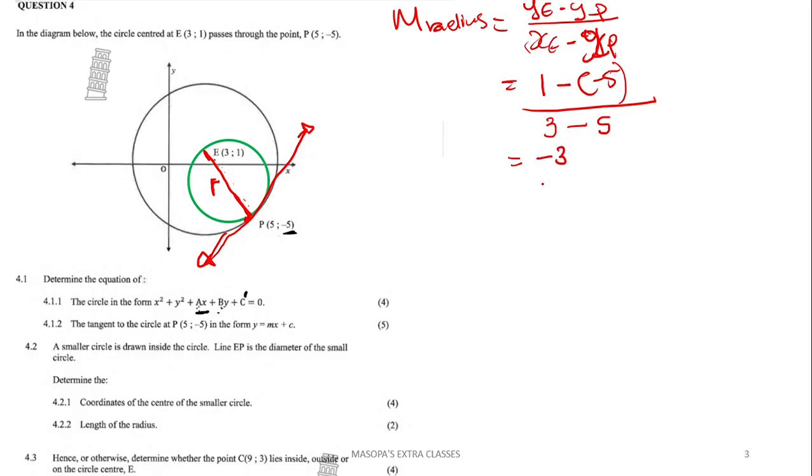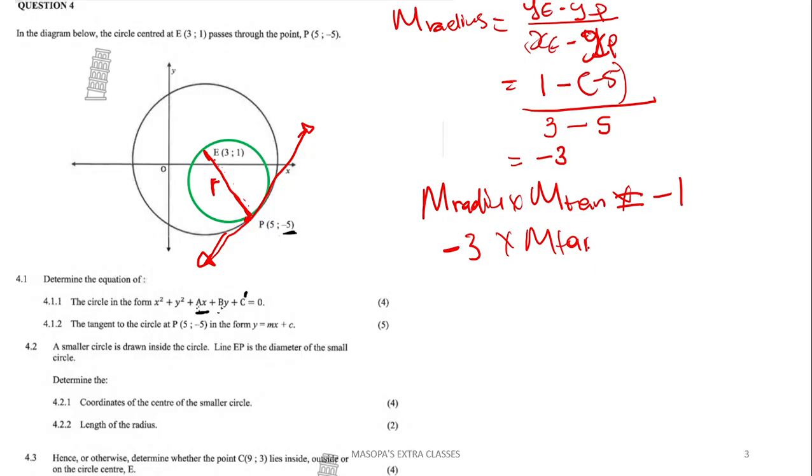Right? Now remember that to get the gradient of the tangent, because they are perpendicular, remember, if two lines are perpendicular, it means the product of the gradients is equal to negative 1. For which you can see the gradient of the radius multiplied by the gradient of the tangent is equal to negative 1. Right? And we have the tangent, and we're looking for the radius, and we're looking for the tangent.